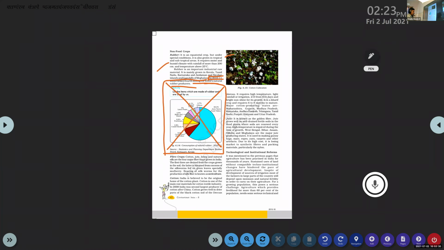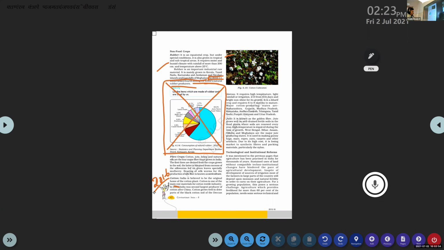In 2016, India was the second largest producer of cotton after China.